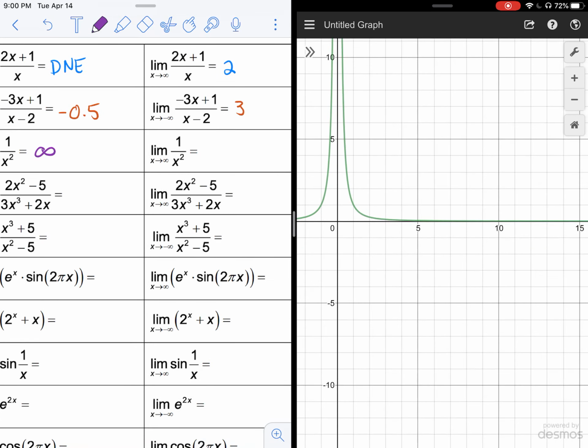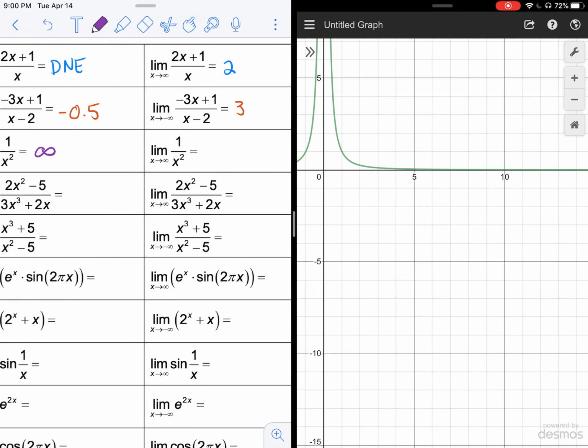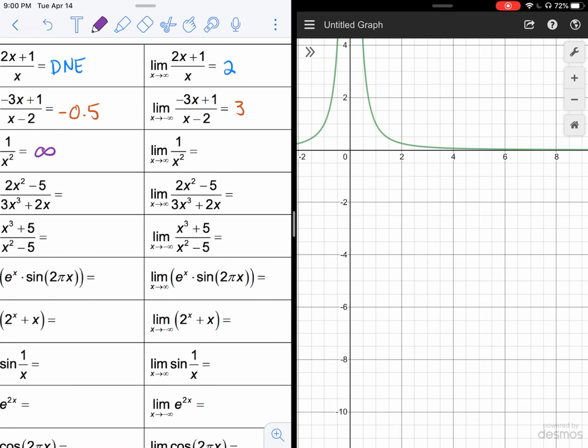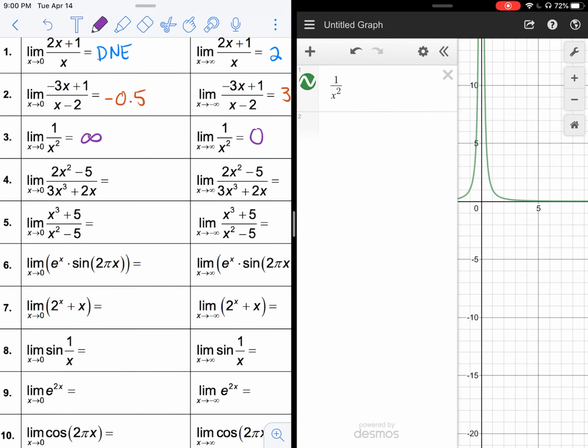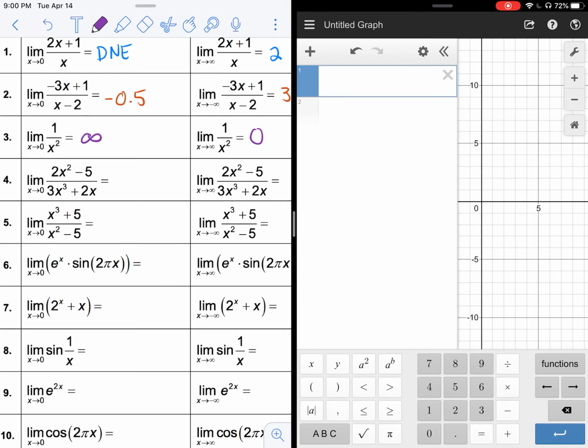And then as I look at the limit as x goes to infinity, it's going to the right, and it is leveling off at 0. It's heading straight towards that x-axis, and so this limit would be 0. All right, awesome. Next up.